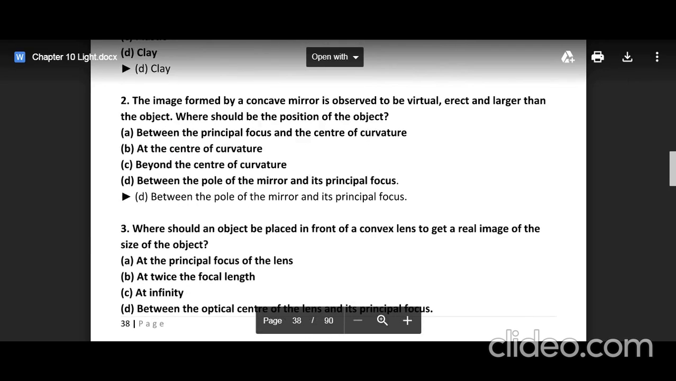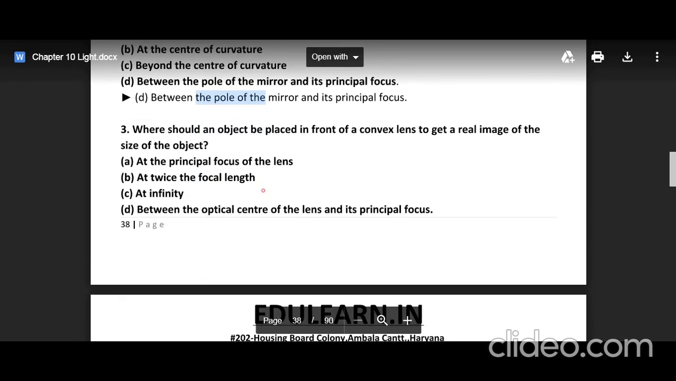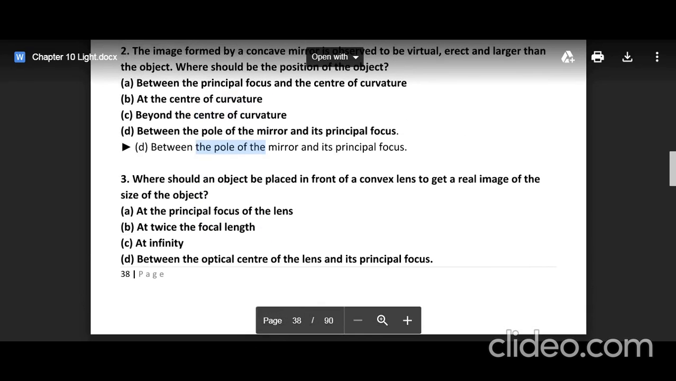Because it is not transparent. The image formed by a concave mirror is observed to be virtual and larger. Where should be the position of the object? Look at the cases and see in which of them the concave mirror gives a virtual, erect and large image: when the object is placed between the pole of the mirror and its principal focus. So this is talking about the virtual image, the last case, which forms on the same side, right?